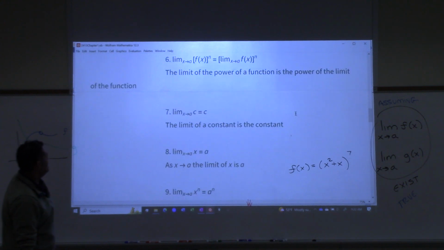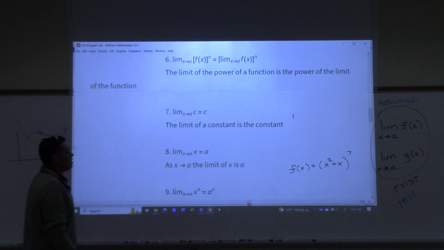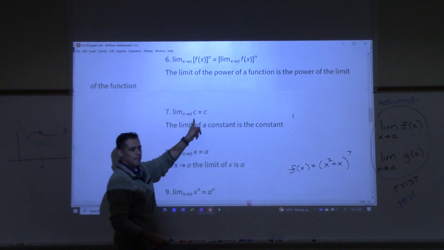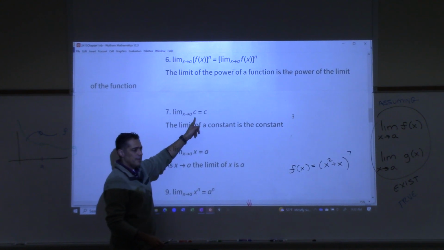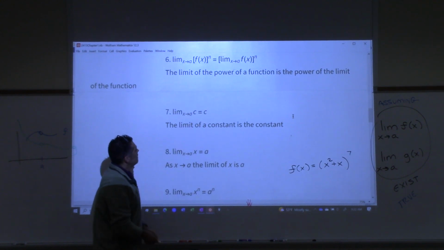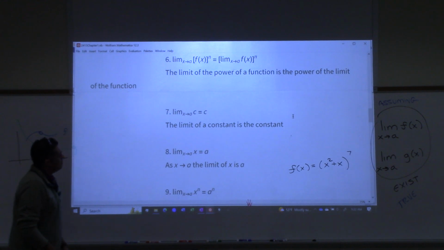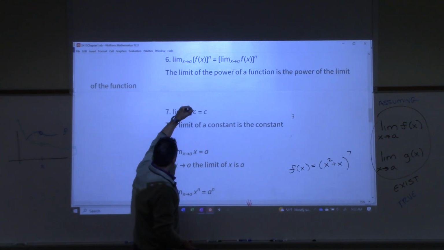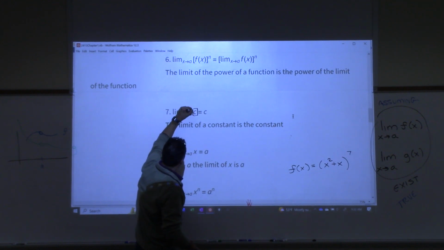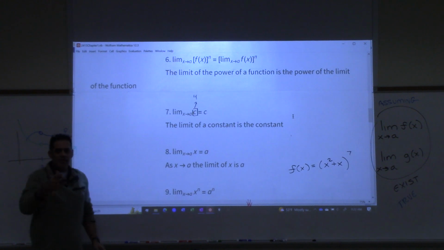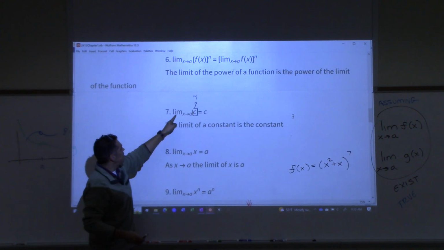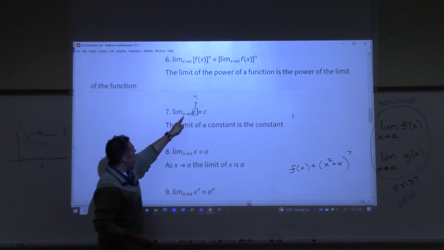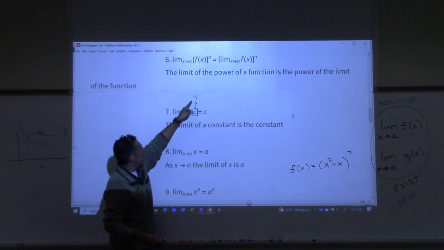All right, the 7th limit law says the limit of a constant is a constant. So this one, I think you can maybe deduce if you just think about it. Imagine that's a number, okay? So let's say that's the number 4. And I ask you, hey everyone, what's the limit? What happens if I let x go to 2 on that function?